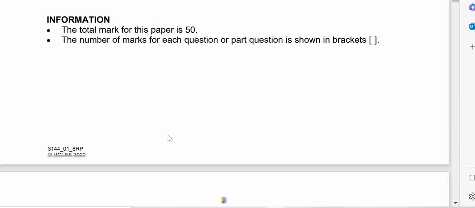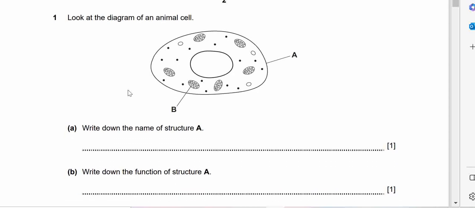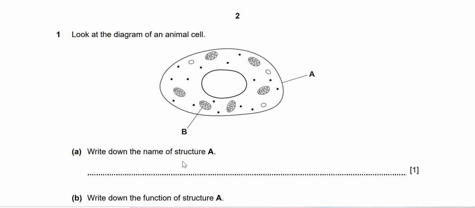Question 1. Here you go, 1A. Look at the diagram of an animal cell. A. Write down the name of the structures. So here we go, 10 seconds from now. Structures A, the name of structures A.